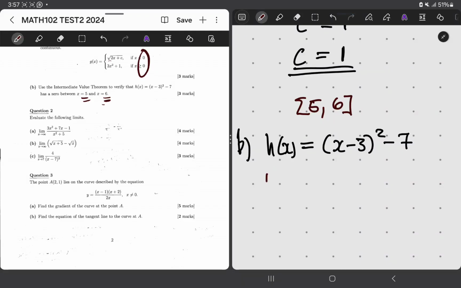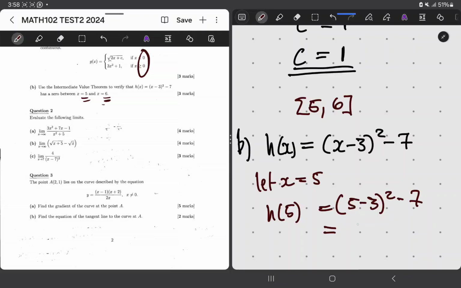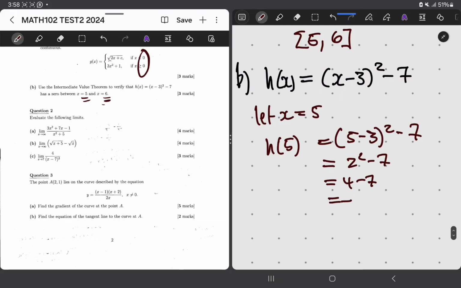So what you're going to do is you put 5, so you're going to say let x equal to 5. That means you now have h of 5 is equal to, wherever there is x, you're putting 5. So it will be (5 minus 3) squared minus 7, which is equal to 5 minus 3 is 2, squared minus 7. And 2 squared is 4, minus 7. If you put 4 minus 7, you get negative 3. So this h of 5 is negative 3, which is negative.